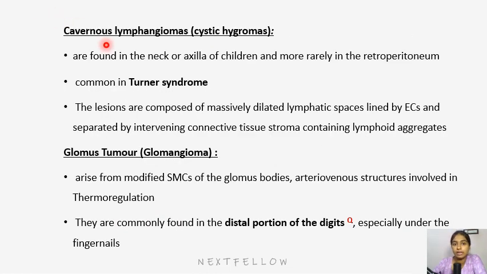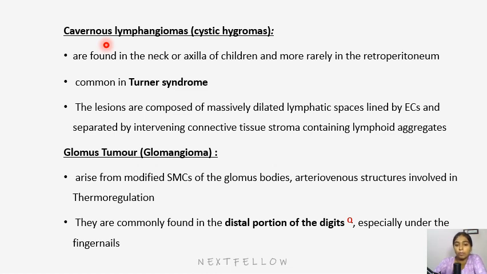Next, coming to cavernous lymphangioma, that is cystic hygroma. These are found in the neck and axilla of children and rarely in the retroperitoneum, and Turner syndrome is found to be associated with cavernous lymphangioma. These lesions are composed of dilated lymphatic spaces which are lined by lymphatic endothelial cells and separated by connective tissue stroma, and they also contain lymphoid aggregates.